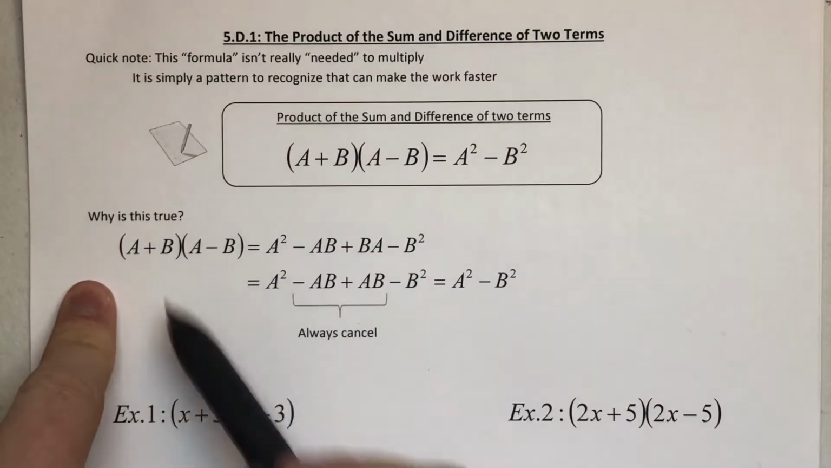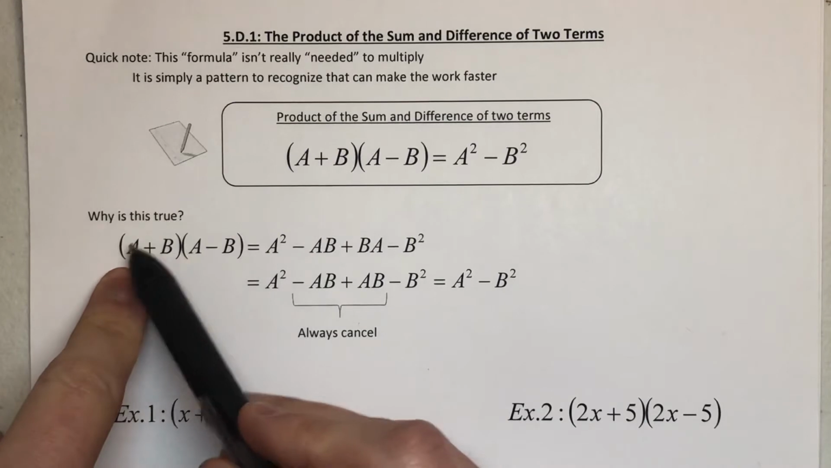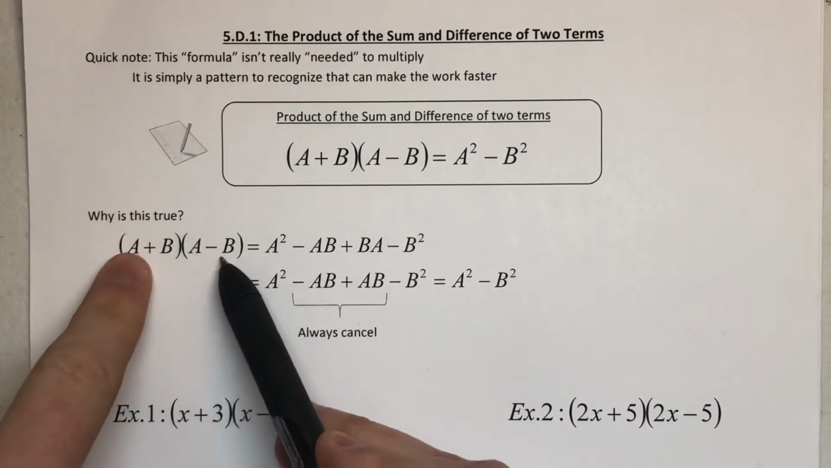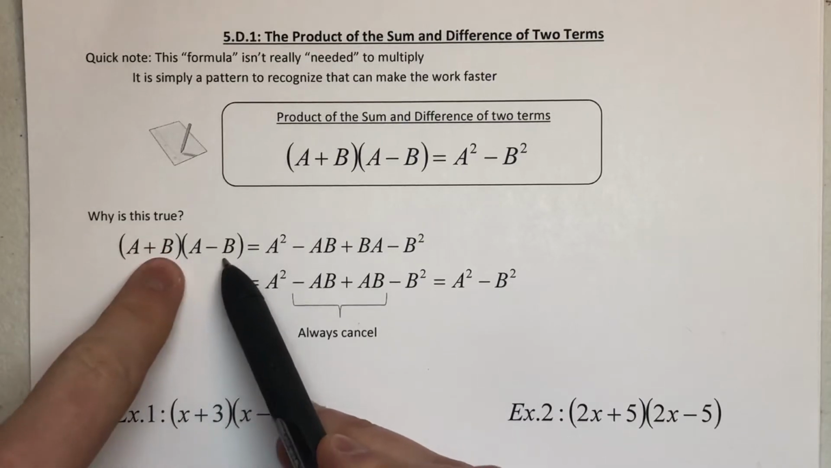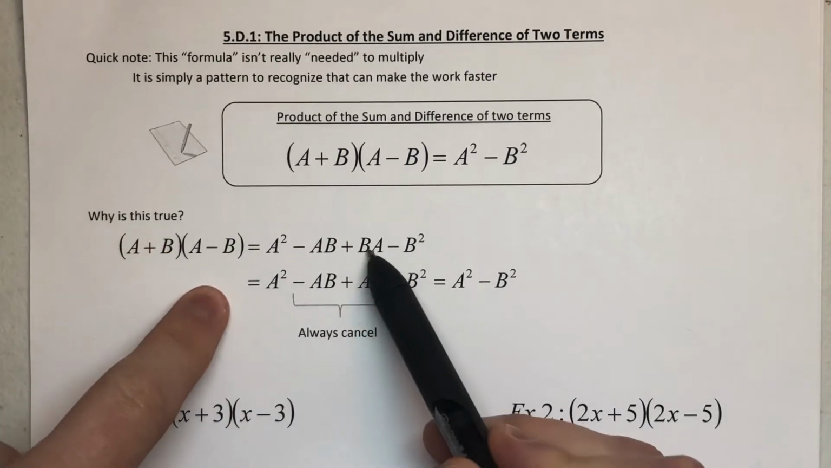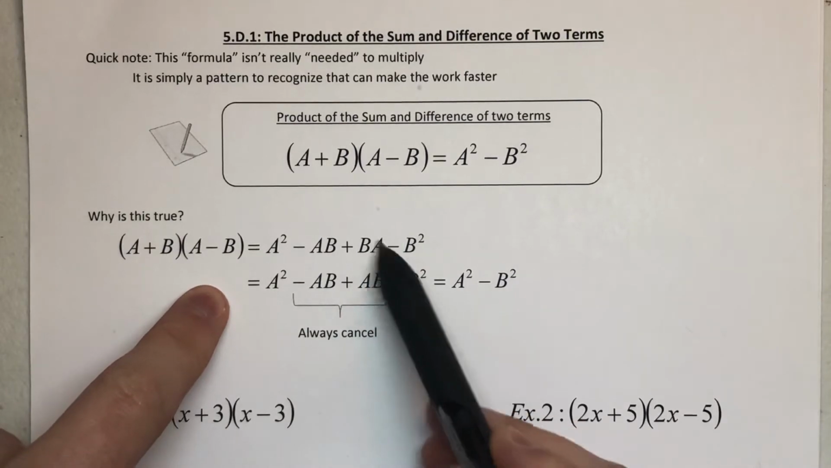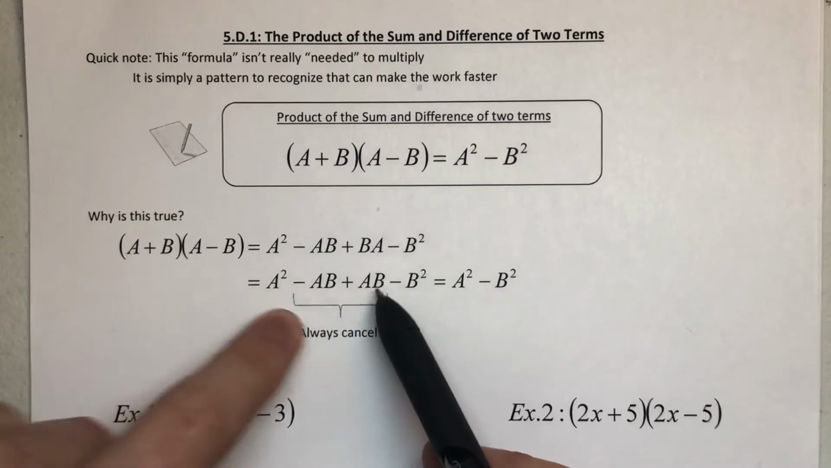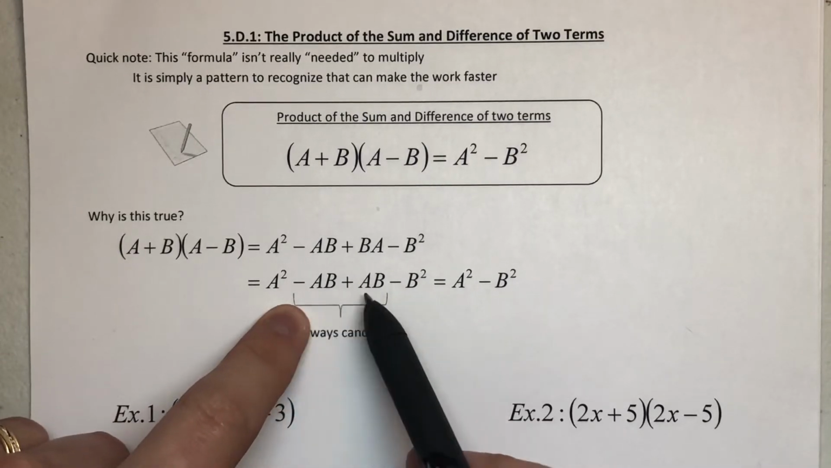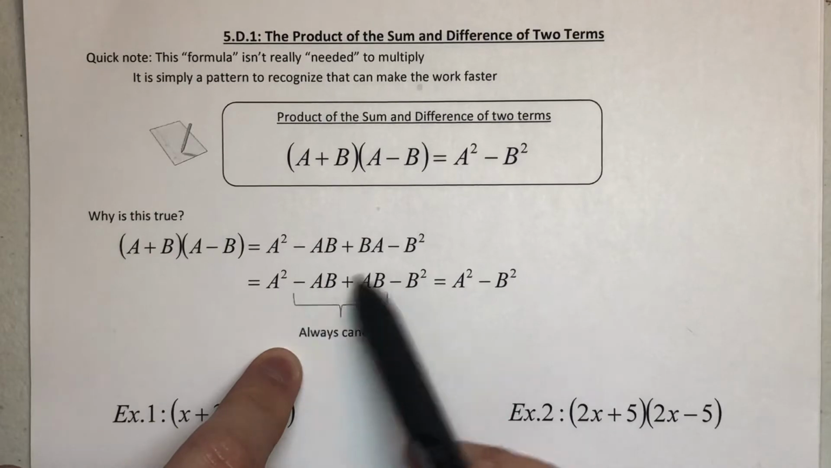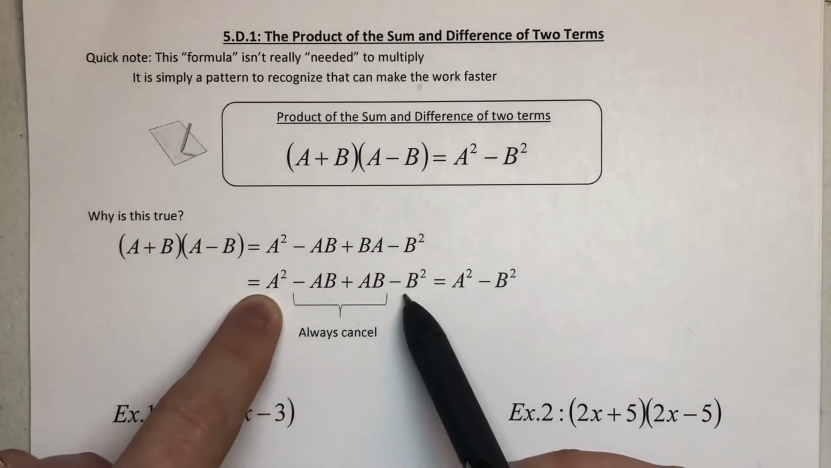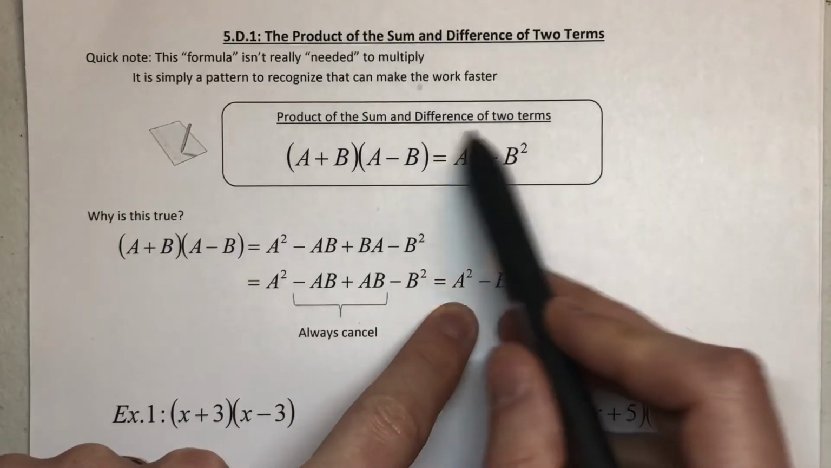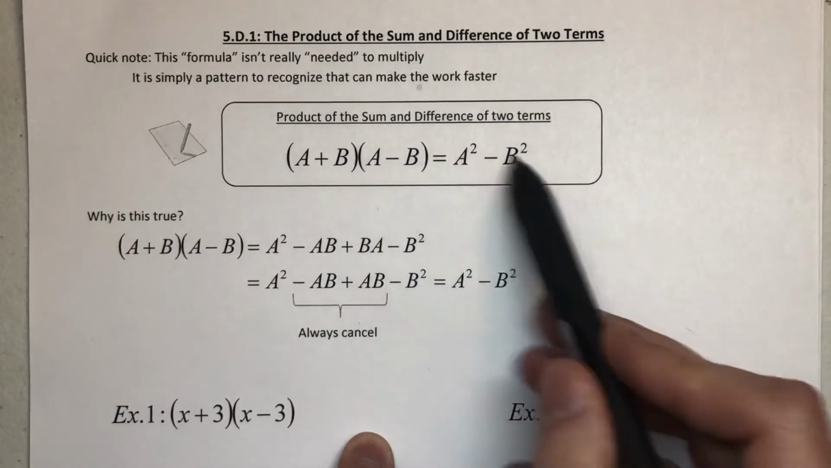But what we know, and this is it multiplied out, is that if you were to draw those four arcs, you get those four terms: A squared, negative AB, positive BA, and negative B squared. Now, B times A is the same as A times B, since multiplication is commutative, and then we notice that we have a negative AB and a positive AB, which will always cancel, leaving us with just the A squared term minus the B squared term. So we know that this pattern results in this answer.